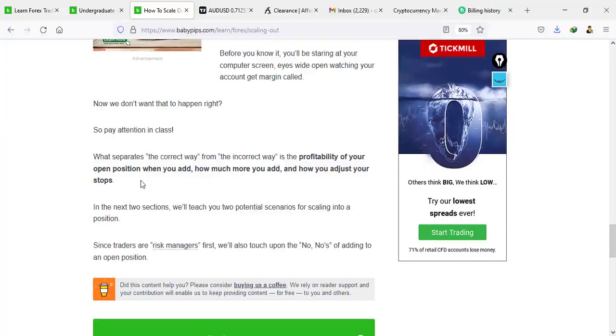Now, since traders are risk managers first, okay, that's our responsibility. Manage your risk, okay? So since traders are risk managers, it is important for all traders to be very careful with regards to scaling in, okay? Adding to positions isn't really the best way to go, okay?